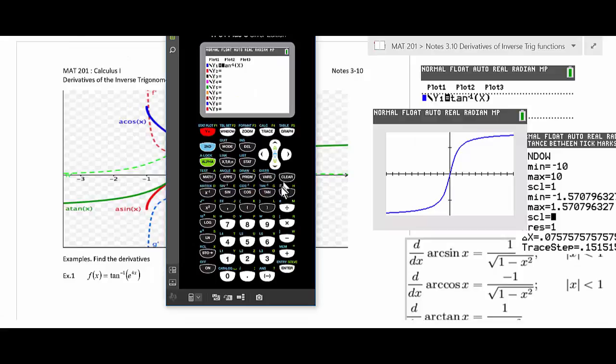So I also want you to put in the derivative. The derivative is 1 over, we're not going to derive this, but it's 1 over 1 plus x to the second.